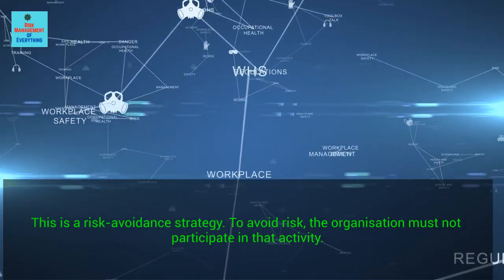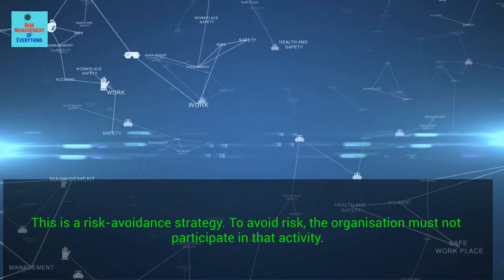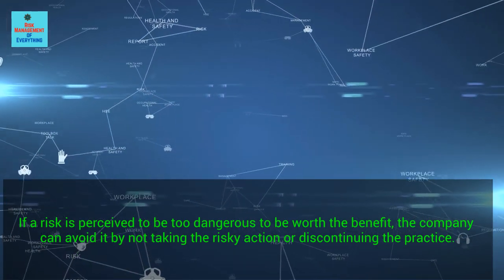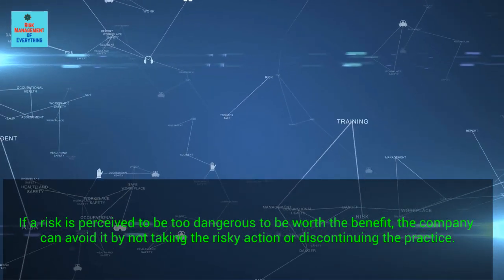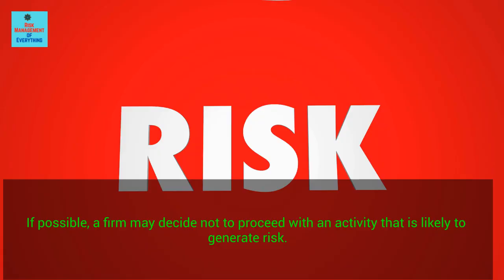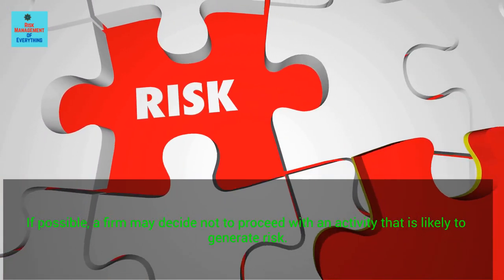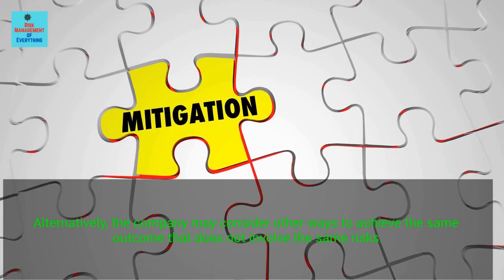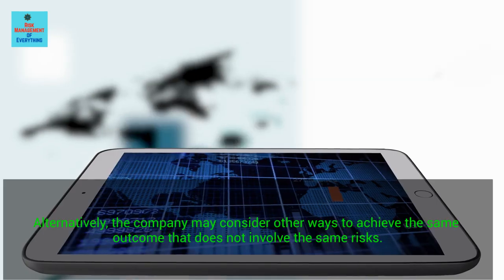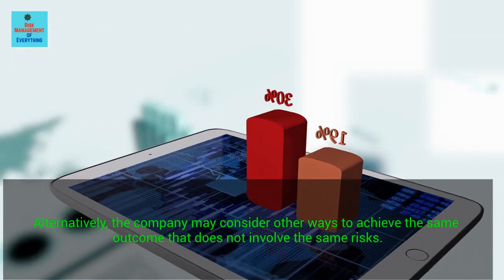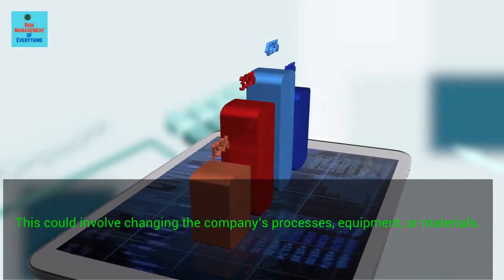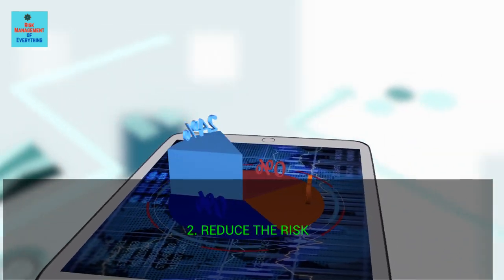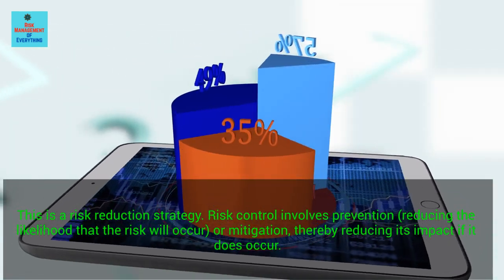To avoid risk, the organization must not participate in that activity. If a risk is perceived to be too dangerous to be worth the benefit, the company can avoid it by not taking the risky action or discontinuing the practice. If possible, a firm may decide not to proceed with an activity that is likely to generate risk. Alternatively, the company may consider other ways to achieve the same outcome that does not involve the same risks. This could involve changing the company's processes, equipment, or materials. 2. Reduce the risk. This is a risk reduction strategy.